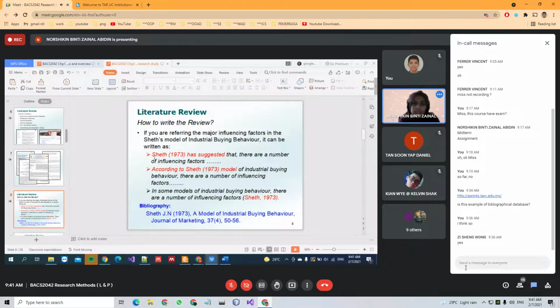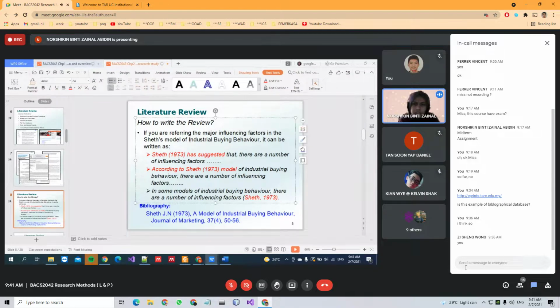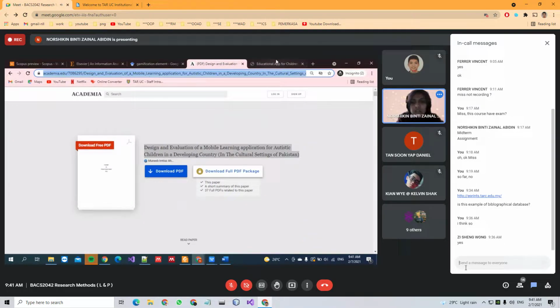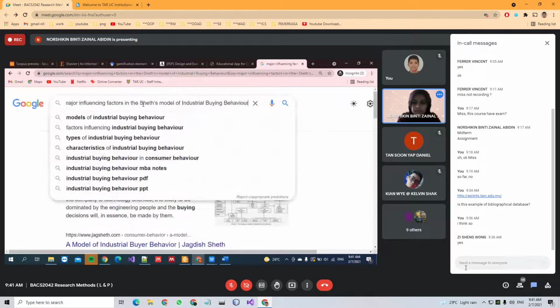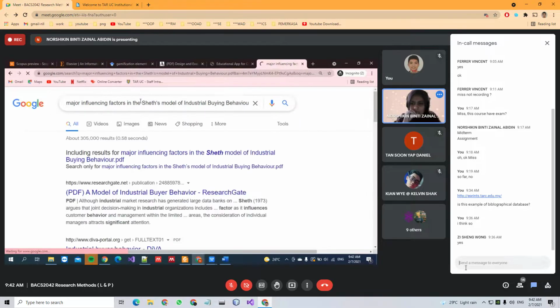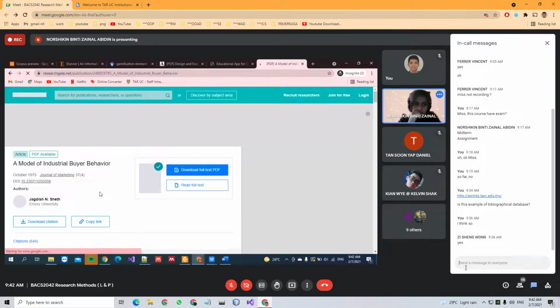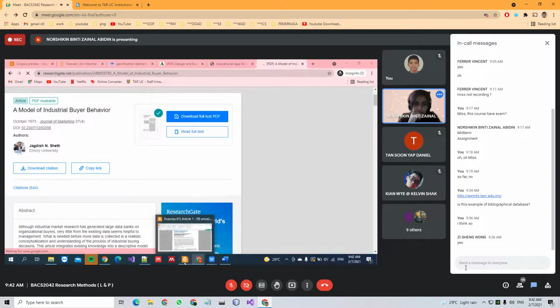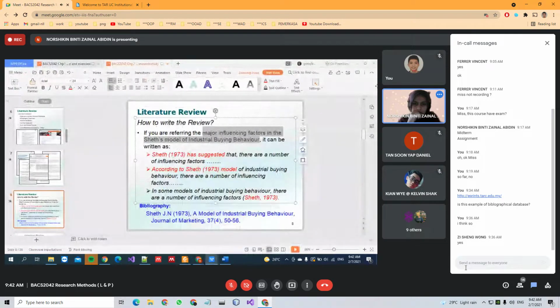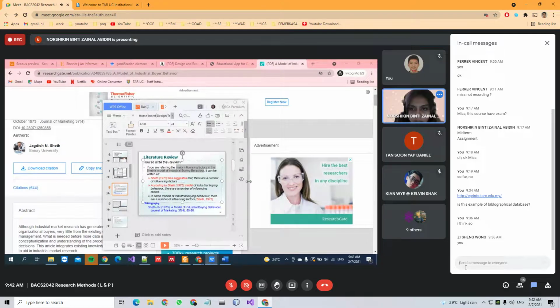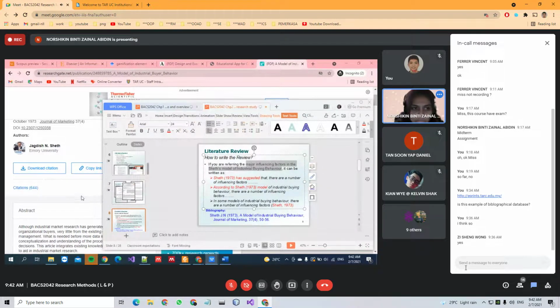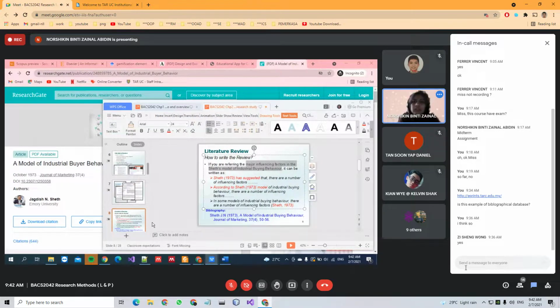So for example here, if you're referring to a major influence, it can be written like this. For example, in this paper, 1973, major influencing modern history value. Okay, so this is the paper.